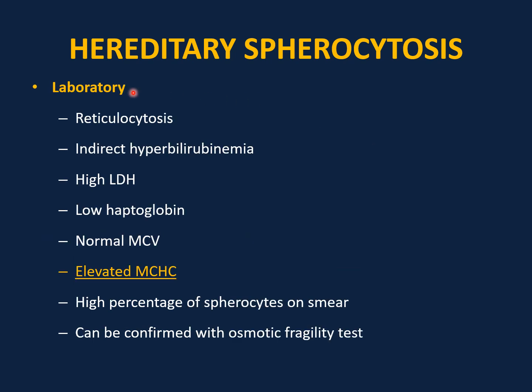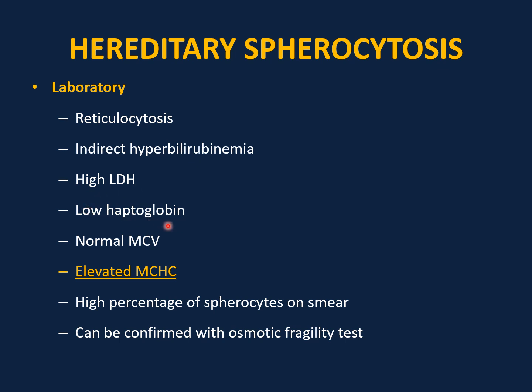The classic laboratory finding in a case of hereditary spherocytosis is reticulocytosis. Very important, reticulocytosis, because the bone marrow is healthy. There is no problem with the bone marrow, but the problem is with the breakdown of the red blood cells by the spleen. Indirect hyperbilirubinemia, so they have jaundice, and the unconjugated bilirubin will be elevated, and we explained why. High LDH because of the breakdown of the red blood cells. The haptoglobin will be busy with the hemoglobin, so it will be low.